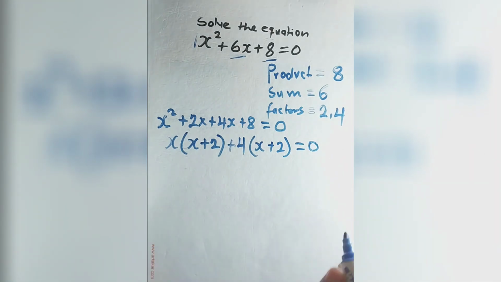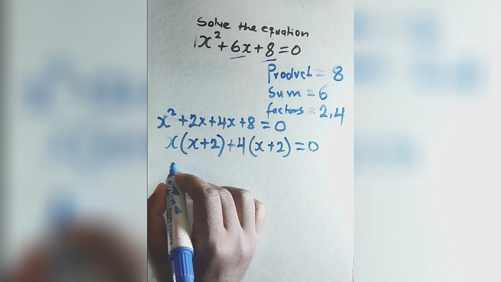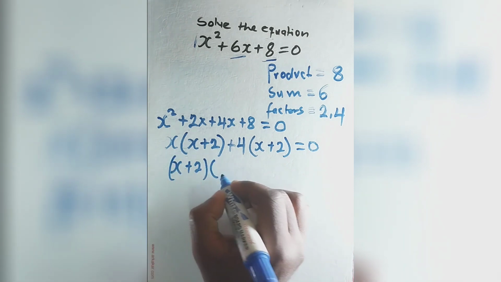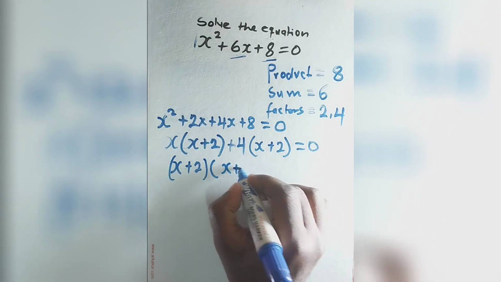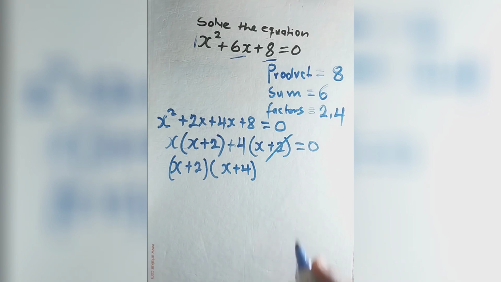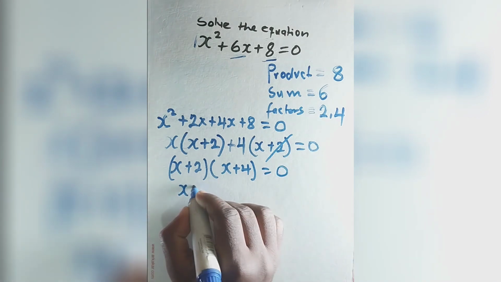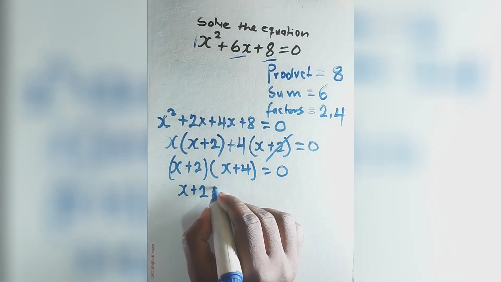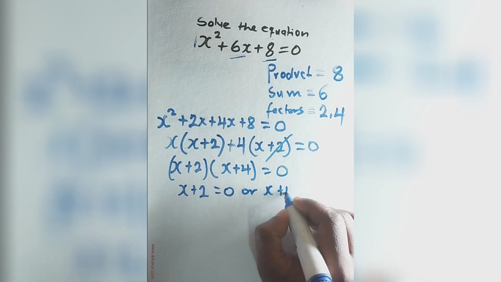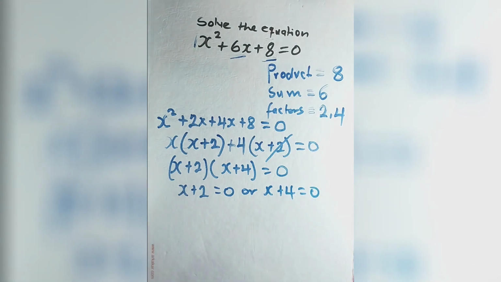So here we separate the terms. This gives you (x + 2)(x + 4), which is equal to 0. So here we have x plus 2 equals 0, or x plus 4 equals 0. So we need to find the value of x here.